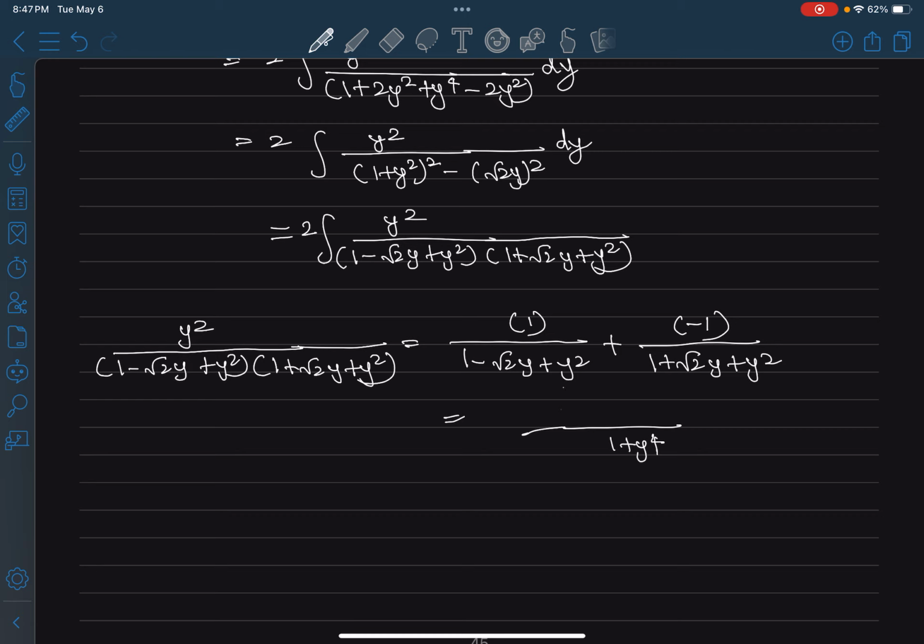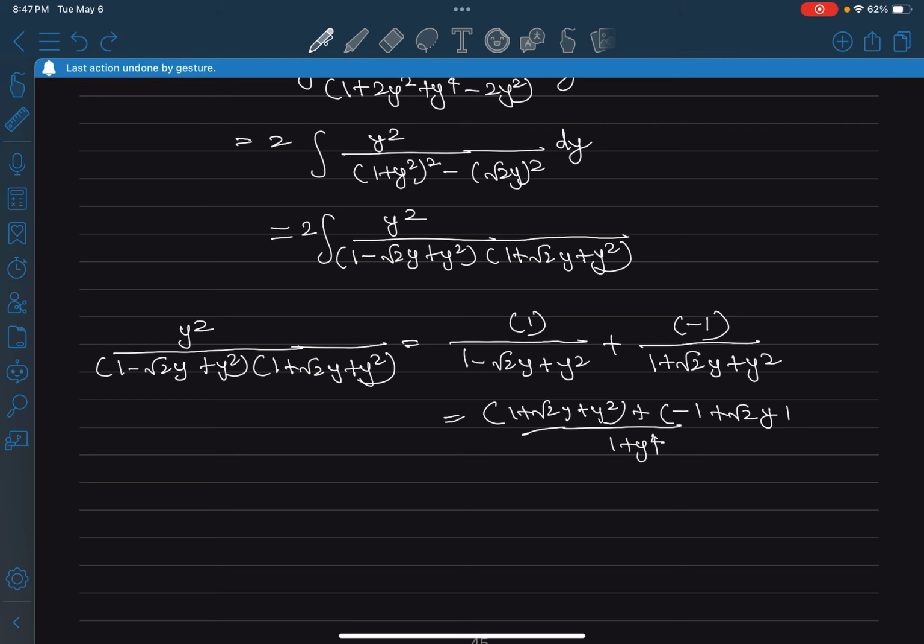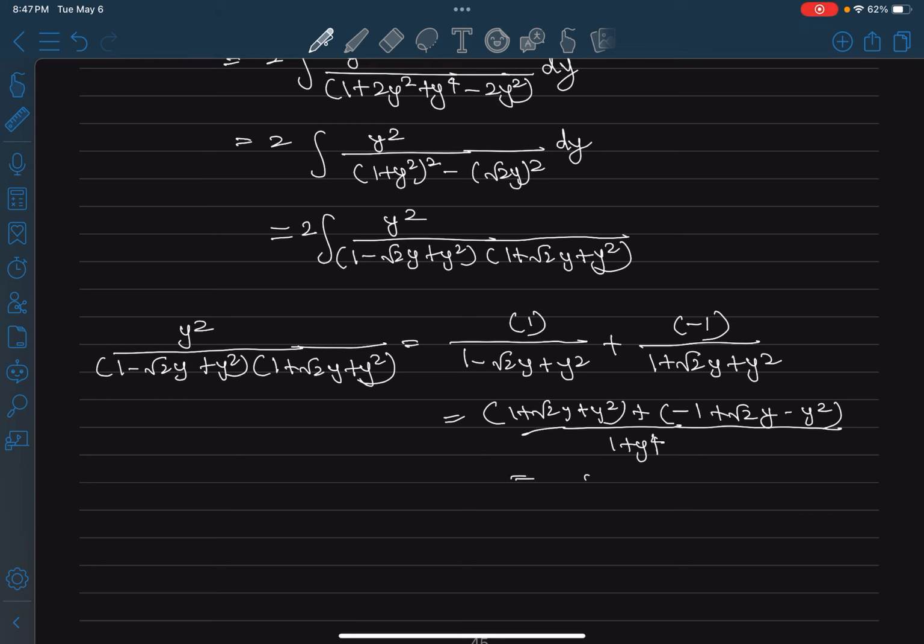In the numerator, this will just have 1 plus root 2y plus y square. And over here, that will be negative 1 plus root 2y plus y square. Am I doing it right? Yeah. So in this scenario, there's a negative y square. Okay, in this scenario, what's going to happen? We will just have root 2y by 1 plus y to the power 4. Is that correct? Sorry, 2 root 2y, right?